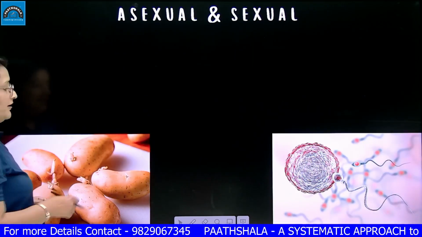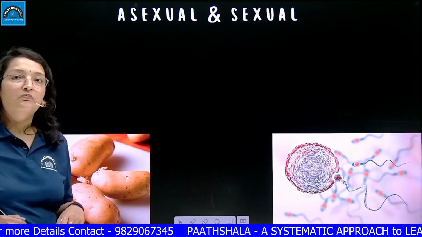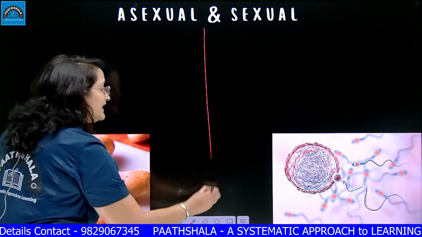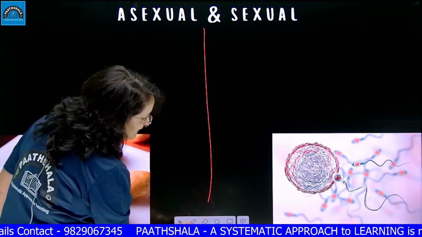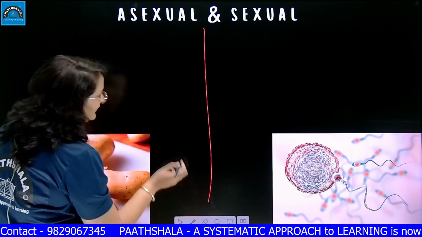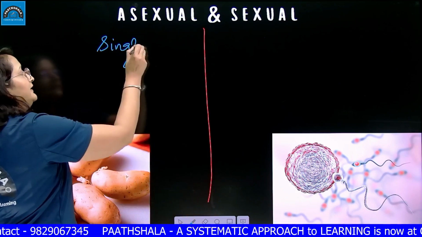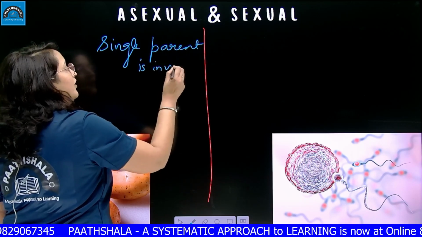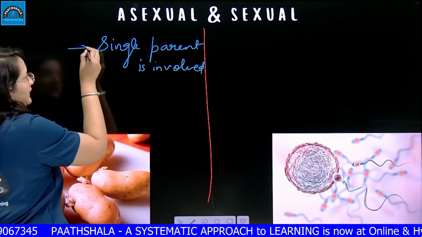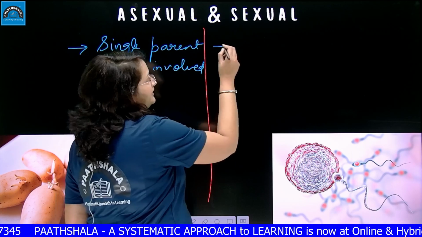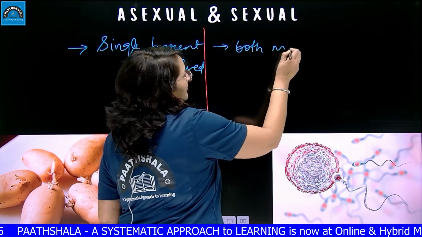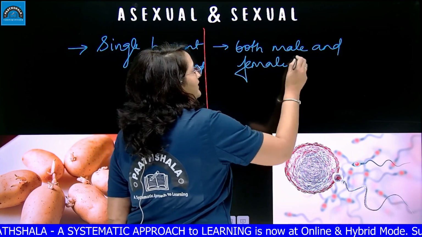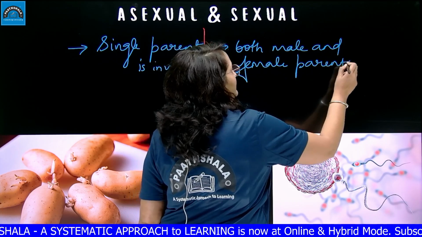Now, we will talk about the sexual and asexual modes of reproduction separately. As you can see here, in asexual reproduction, a single parent is involved. Here in sexual reproduction, both male and female parents are involved.